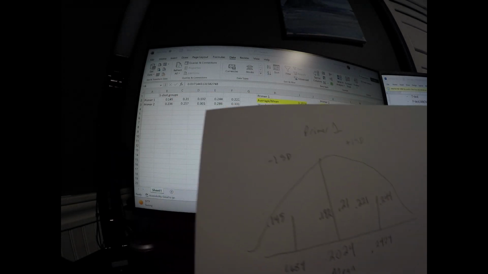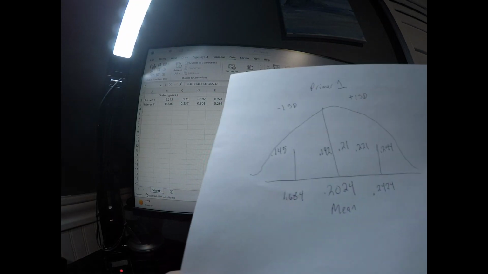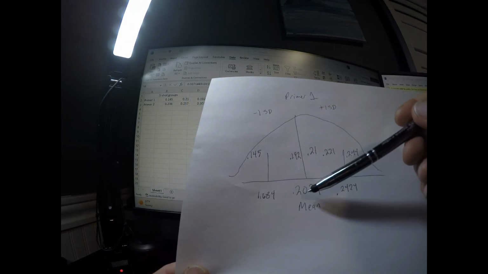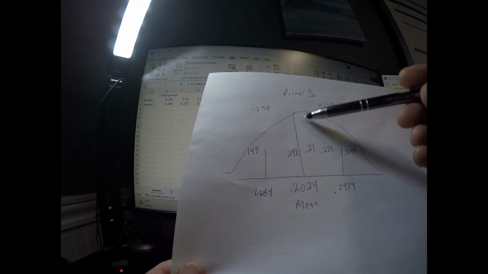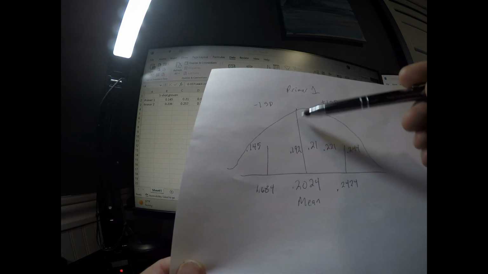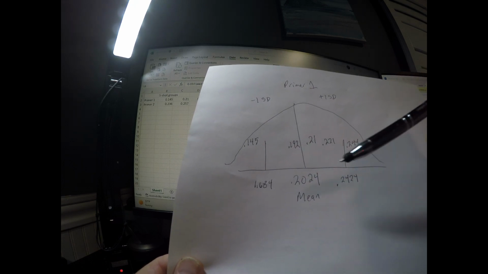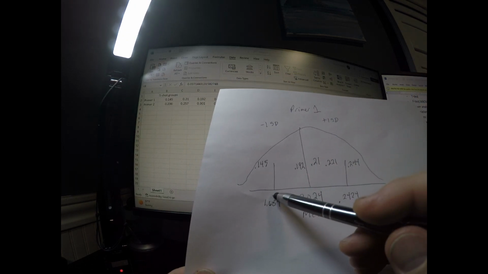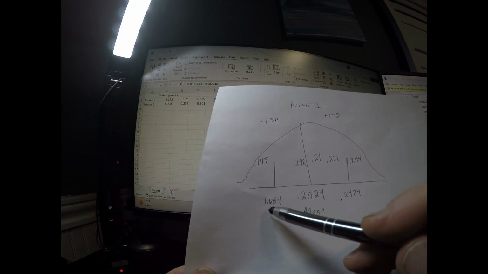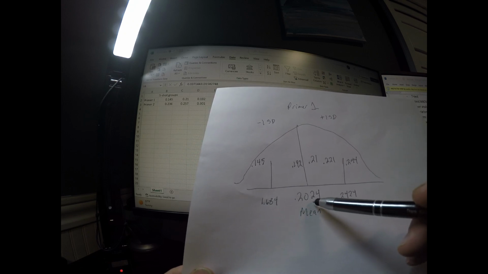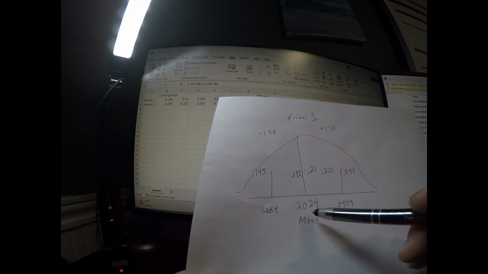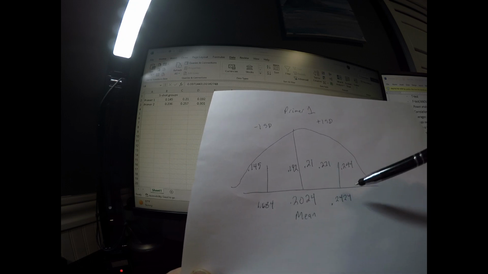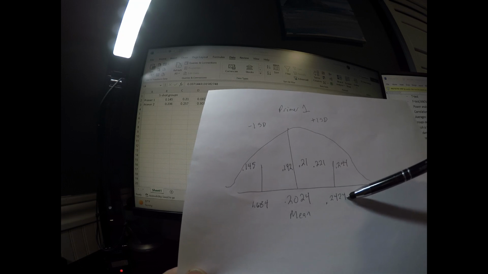So let's get some more light here. There we go, that's better. So for primer 1, the mean was 0.2024. Okay, so that's the average. That's this line here in this distribution. And then with the standard deviation of 0.037, the first standard deviation below the mean is basically 0.2024 minus 0.037, which is 0.1684. One standard deviation above the mean is 0.2424.